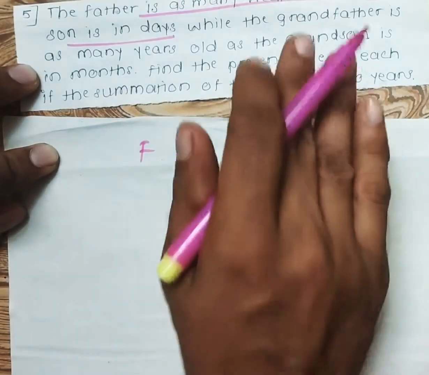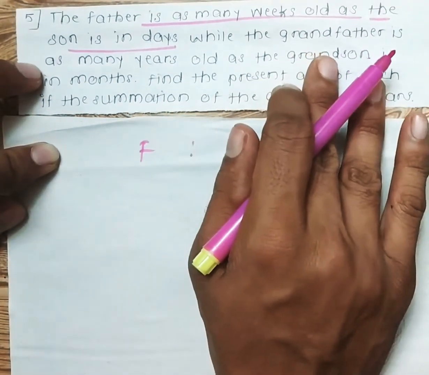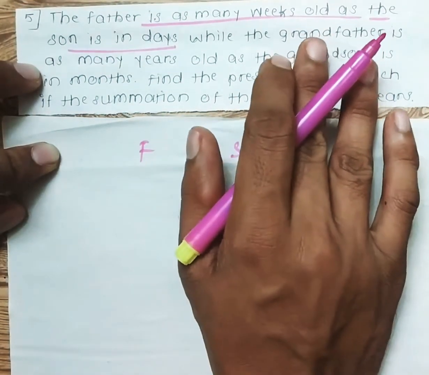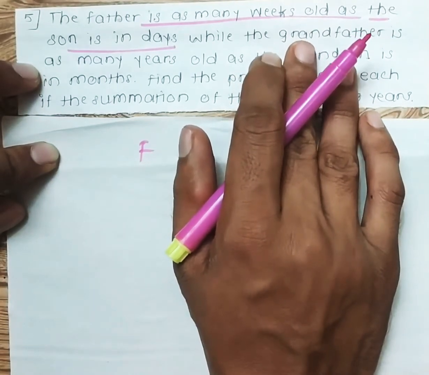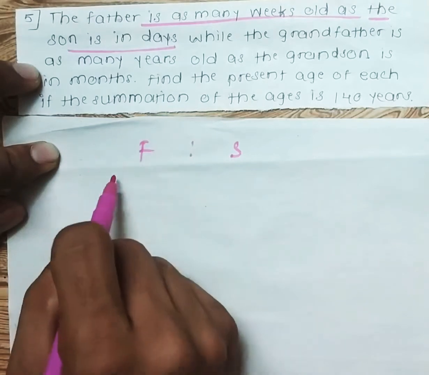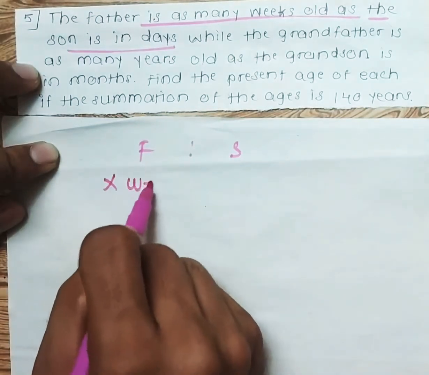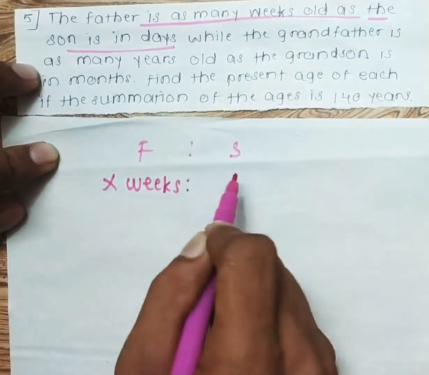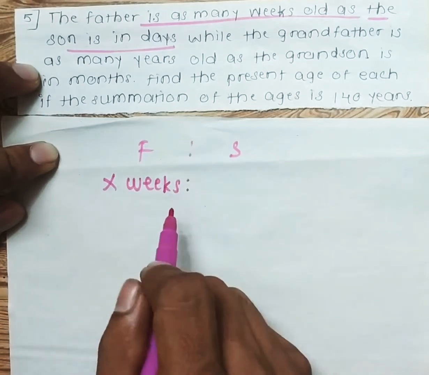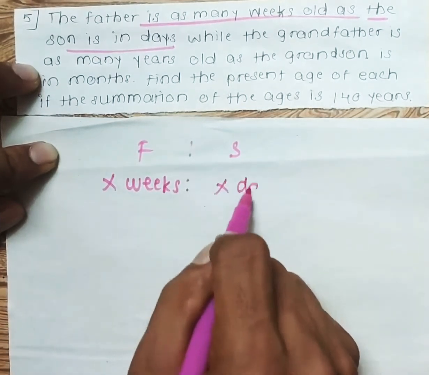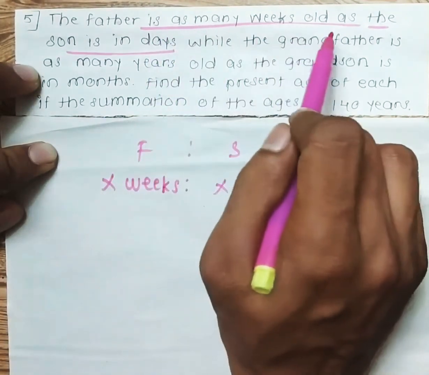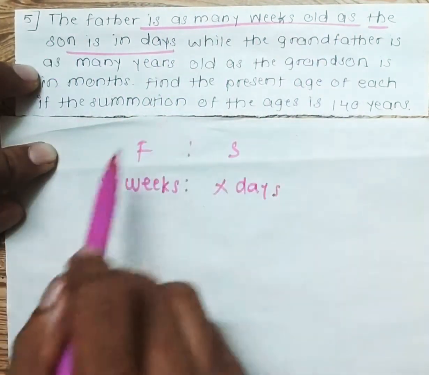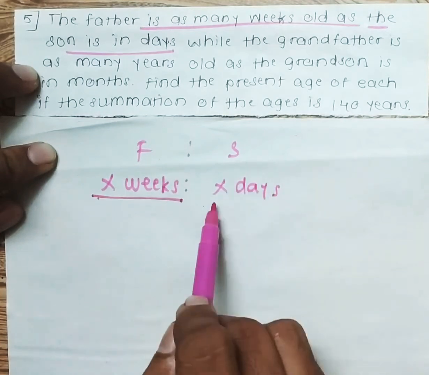As I told you, a ratio doesn't have any unit. I can put whatever I want here. Means what? I don't know how many weeks older the father is than the son, so I can put here whatever. I can put x weeks. If the father is x weeks, then the son should be x days, because the statement is like this: the father is as many weeks old as the son is in days.